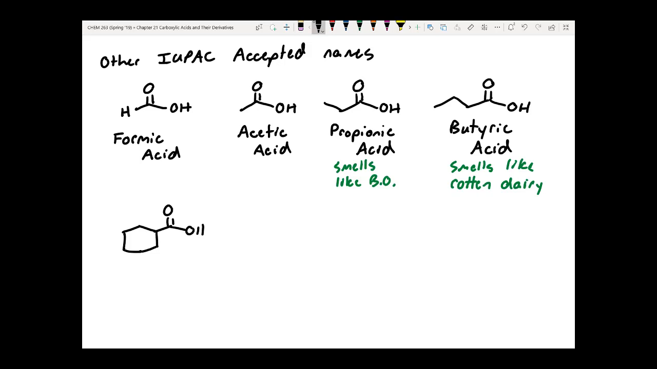Oftentimes low molecular weight organic molecules that are either aldehydes or carboxylic acids smell bad. I'm not sure why those two functional groups in particular do. The ones that smell good are esters. Why esters smell good and carboxylic acids smell bad, I'm sure there's some sort of evolutionary process going on there.